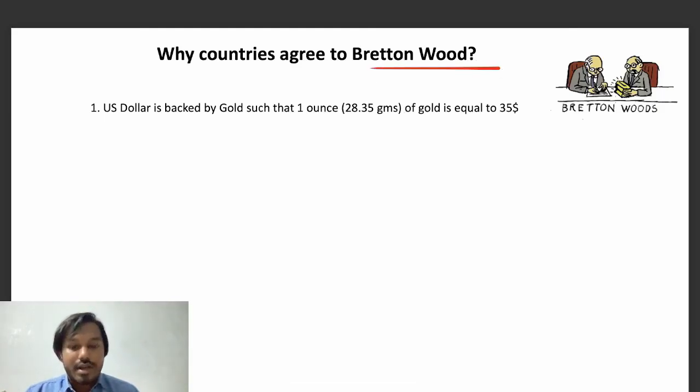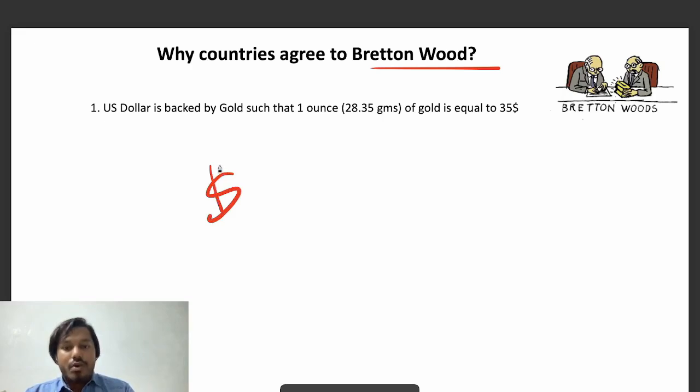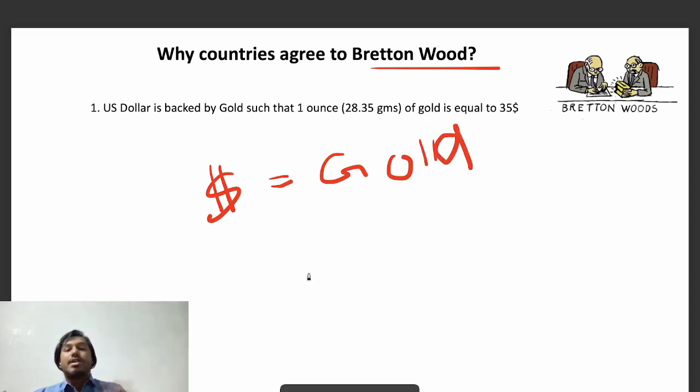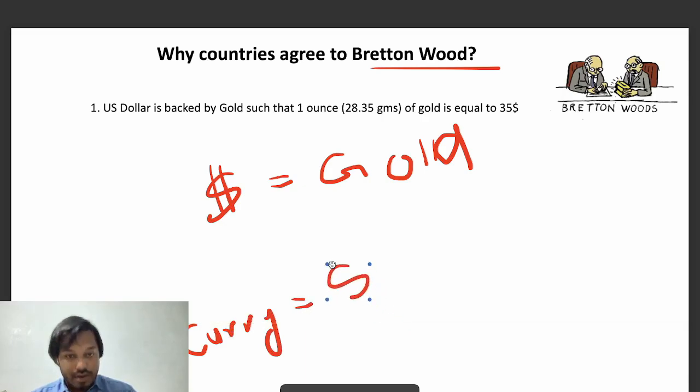Basically, America invited 44 countries, and America said that we want to link our dollar to gold. Basically, the gold standard, we are following the gold standard, and America wants all the countries around the world to link their currency to the dollar, not to gold, to the dollar. So the euro, the British pound, whatever you call it, all the major currencies should be linked to the dollar, and the dollar will be linked to gold, right?